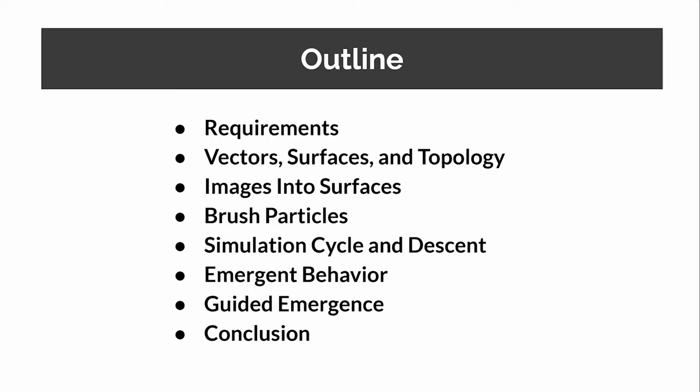So a basic outline is I will be going over the requirements you'll need in order to do this kind of stuff. I'll be talking about some prerequisite knowledge that we're going to need, such as vectors, surfaces, and the topology of the shapes we'll be interacting with. How we can convert images into this surface and its topology. We'll be going over the brush particles that we will be simulating inside of this physics world. I will also be describing in a little bit of detail the simulation cycle that we undergo, as well as how this results in some interesting emergent behaviors, as well as how we can guide this emergence. And I will be ending this lecture with a conclusion and a question and answer session.